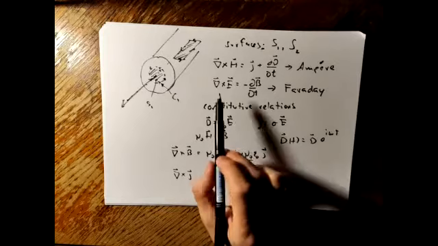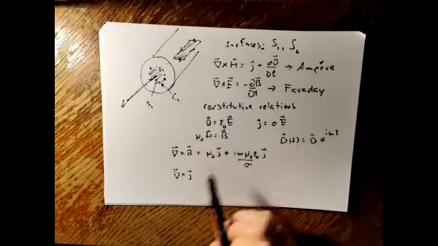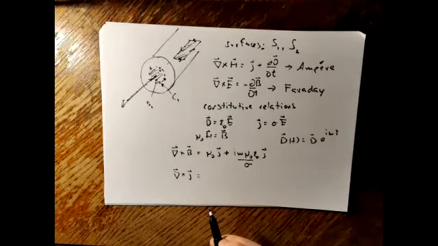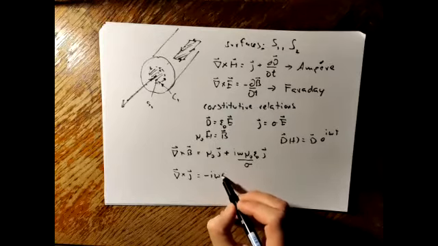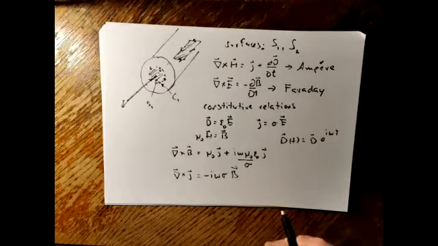Okay, so this is actually J over sigma, but I'm going to bring the sigma over to the other side. So that's actually minus i omega sigma times B. Okay, so these are my Maxwell equations.